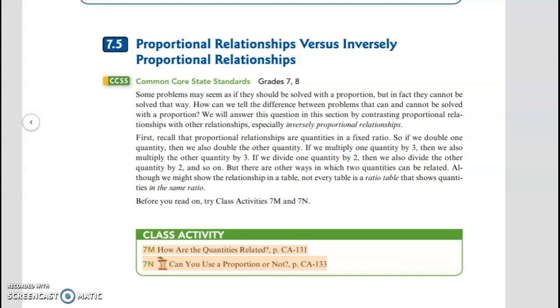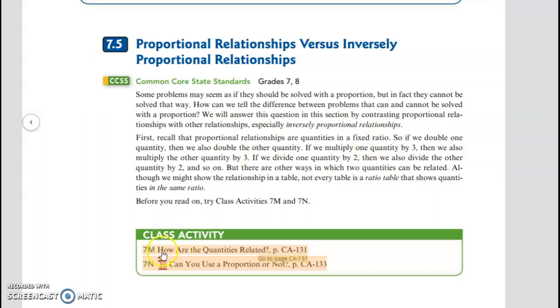All right, welcome to part 2 of class. Proportional relationships versus inversely proportional relationships. That paragraph there talks about what proportional relationships are. And so how do we know something is proportional? I hope you told me something about I multiply by one quantity, I must multiply the other, or I divide one quantity, I must divide the other.